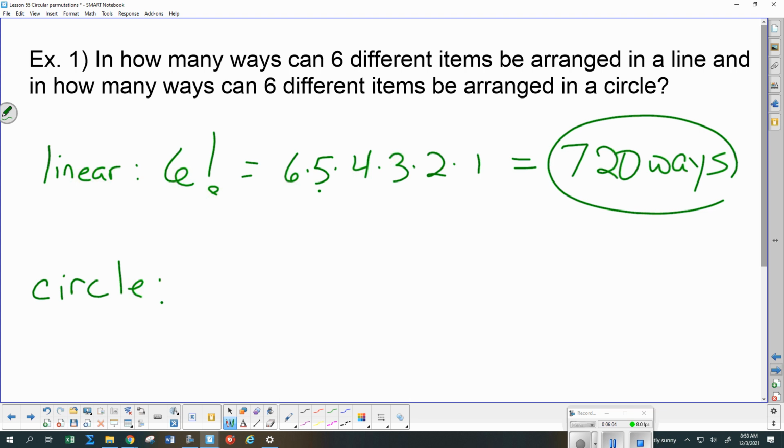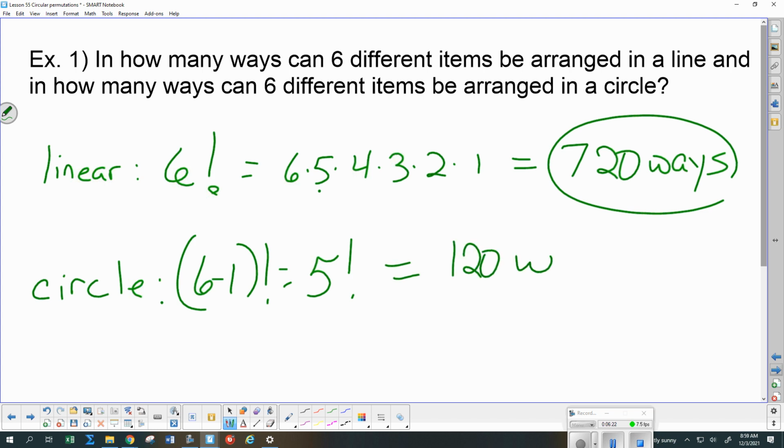So for this one, what does that mean? You can just write down 5 factorial if you want. If you prefer, you can write down 6 minus 1 factorial. So that's just going to be 5, 4, 3, 2, 1. So 20 times 6, 120.